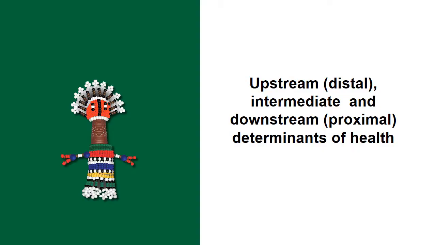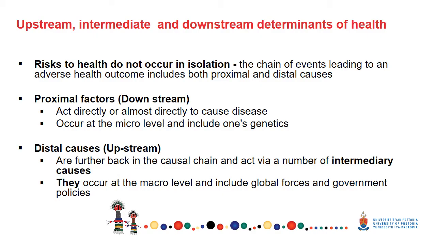Let's talk about upstream determinants of health, or sometimes referred to as distal determinants of health, and intermediate and downstream determinants of health, which are sometimes referred to as proximal determinants of health. Risks to health do not occur in isolation. The chain of events leading to an adverse health outcome includes both proximal and distal causes.